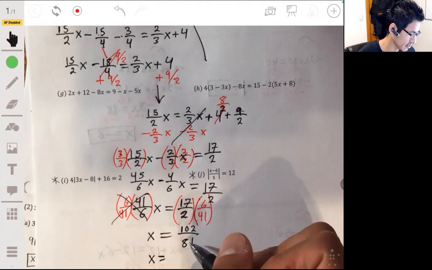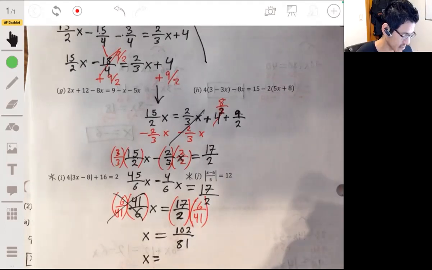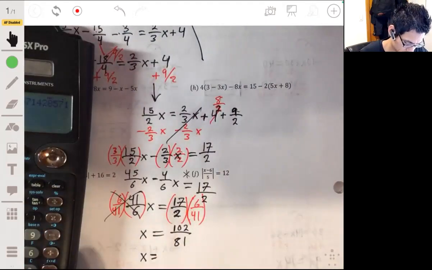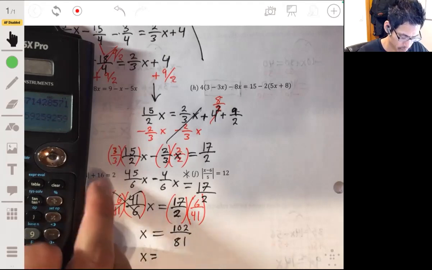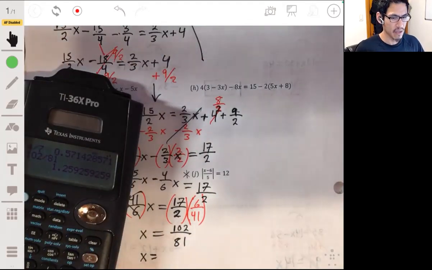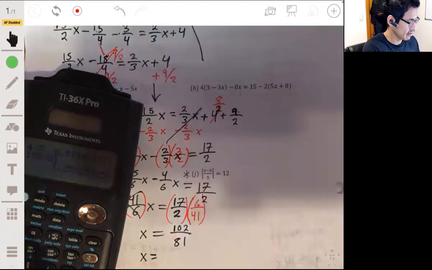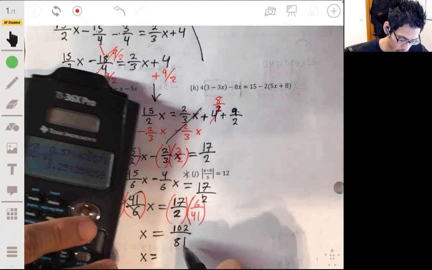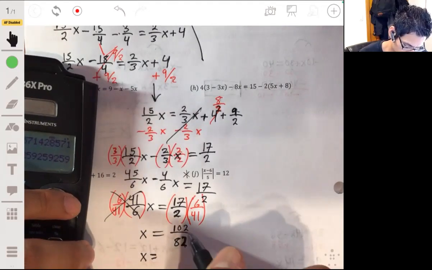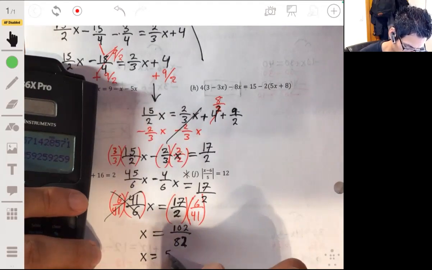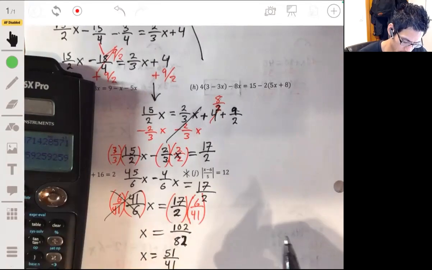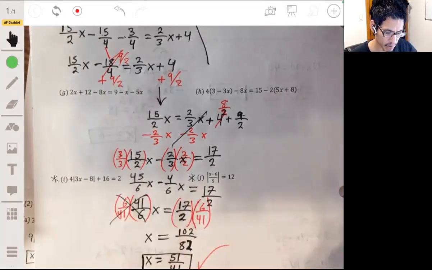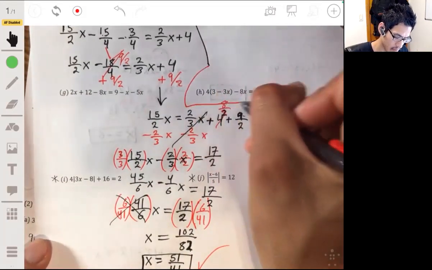I don't think it reduces really. It should just be 102 divided by 82. Yeah, I don't think I can. Let me just check something. Oh wait, 82, duh. So 51/41. And that'll be our answer. Wow, that was cool.